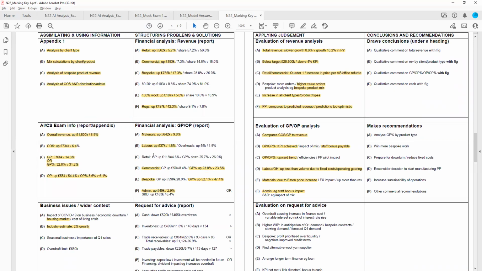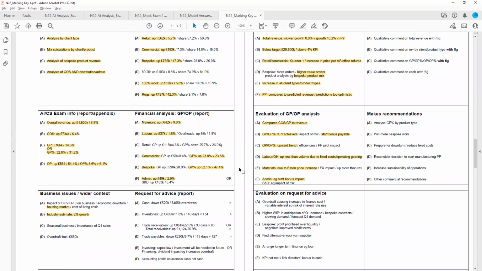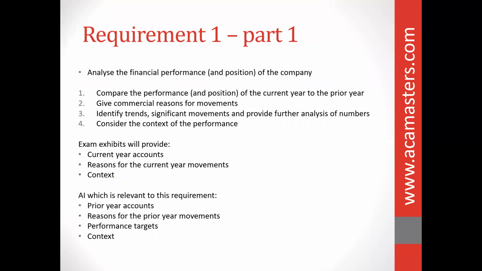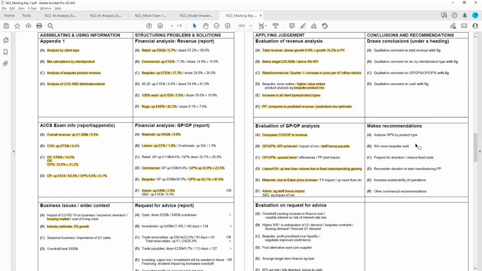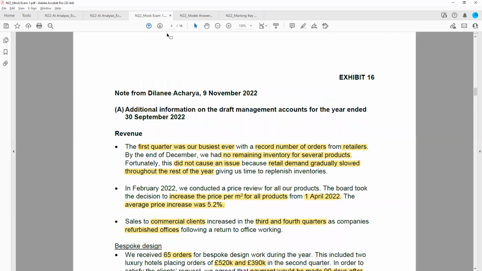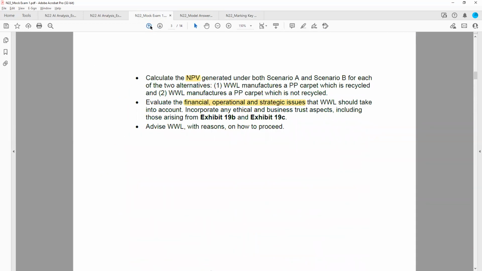If you do struggle, then sometimes you might have to miss out 1 or 2 points that you'd ideally like to include. But it's worth moving on and getting onto each section so you can get the easy marks on each. You can see, you can score a really high mark on requirement one just by doing the first part, just by doing the financial statement analysis. But there is a second part to requirement one.